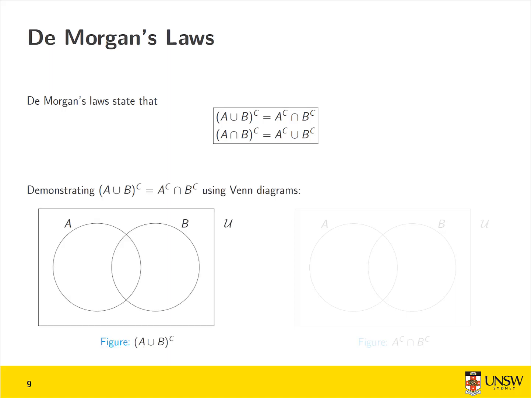We can demonstrate these equivalences using Venn diagrams. To sketch the complement of the union of A and B, first shade just the region A union B.